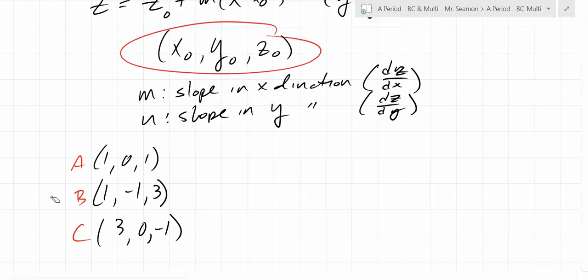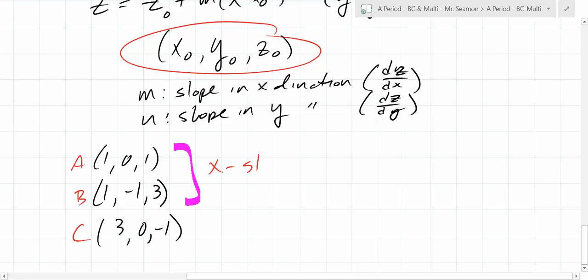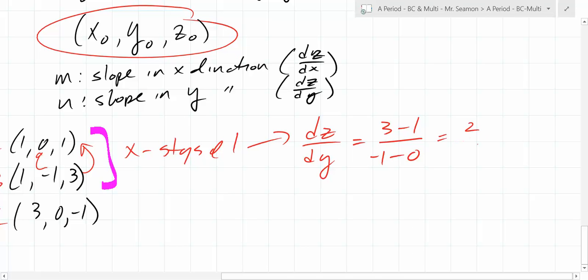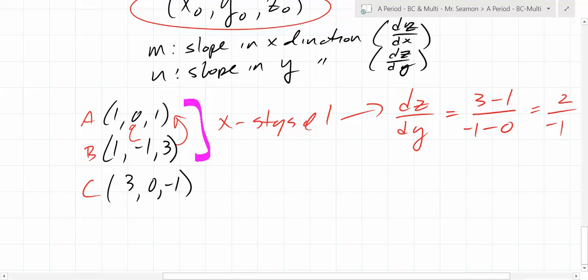So between these two, you know that x stays at 1, right? So which one can you find here? You can find dz dy, right? Because now height is z. So dz dy, what's that going to be? 3 minus 1 over negative 1 minus 0. Does that work? So 2 over negative 1, which is going to be negative 2. Okay, so we chose those because x stayed the same.